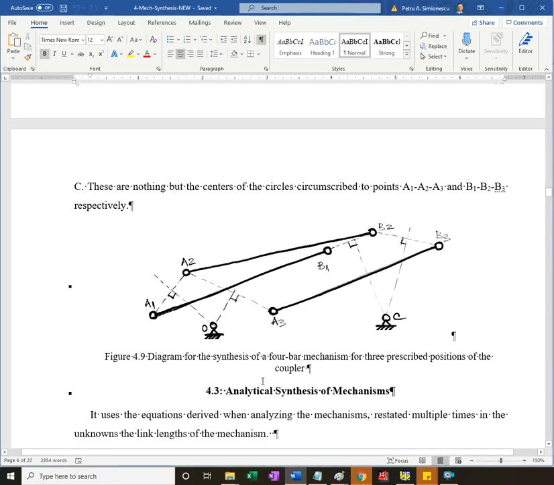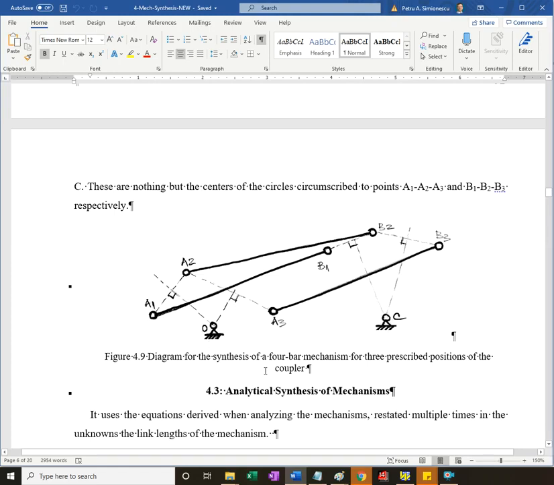So we have the coupler A1, A2, A3. We connect A1, A2, A2, A3. Not that it couldn't be A1, A3, but I need just 2 pairs. Find the middle, draw the perpendicular, find the middle, draw the perpendicular. Where the two intersect, it will be one of the ground joints. Likewise for B, I take B1, B2, B2, B3, draw the perpendicular, draw the perpendicular. Where they intersect, I have the other ground joint.